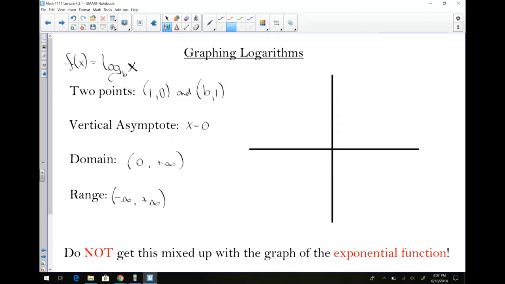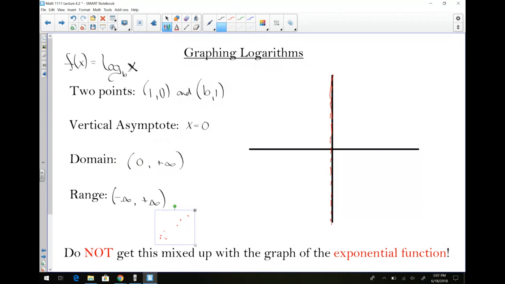Okay, so let's just plot this. We've got domain 0 to positive infinity. We've got a vertical asymptote of 0, so I'm just going to write down 0 over here. I'm just drawing a little dotted line, trying to make it look kind of hashed up, because I definitely don't want to draw the graph over it or on it. I just want to draw the graph close to it.